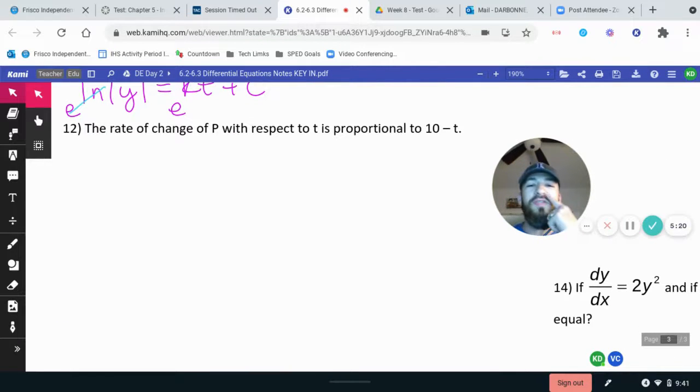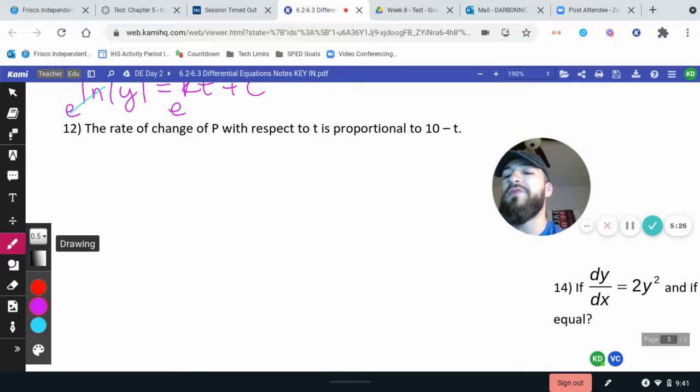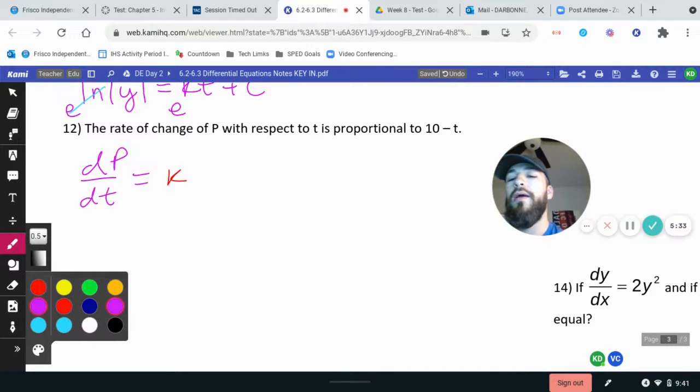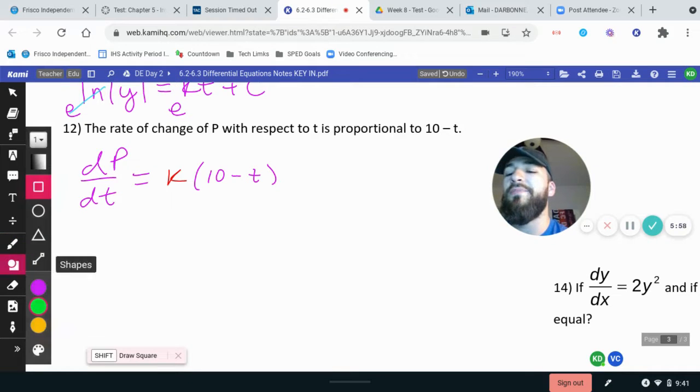The rate of change of p with respect to t is proportional to 10 minus t. So rate of change of p with respect to t, we would just write that as dp over dt. And then it's proportional to, so proportional constant k, and then 10 minus t. I want to make sure I multiply all of 10 minus t by the k, so I do it in parentheses. Anytime you have more than just a single variable, make sure you put it in parentheses before you multiply by that constant k.